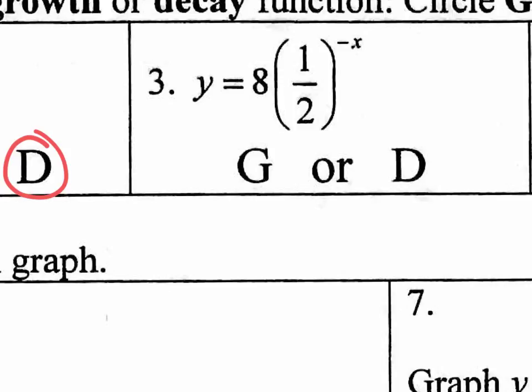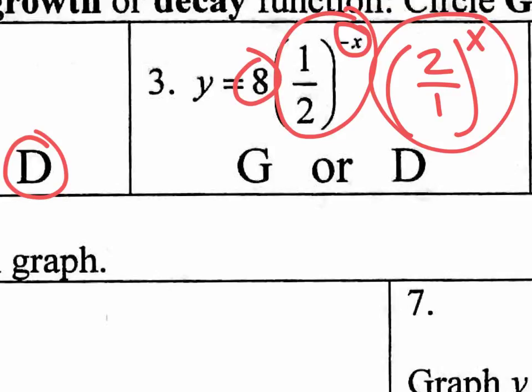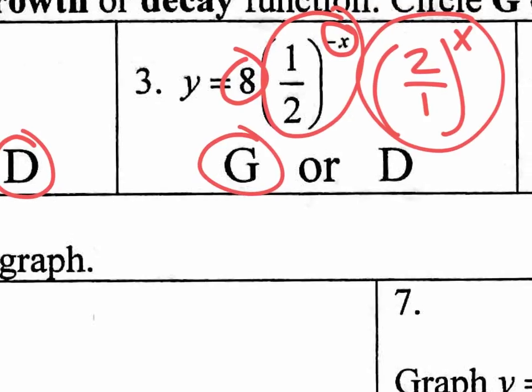Why is it a growth? Well, if you notice, the exponent is negative. And remember, when you have a negative exponent, you need to flip the fraction and it becomes positive. You guys remember that? So this actually becomes this with the 8 in the front. Now the 8 is just the a value, it doesn't really matter. But if you look at the inside of the parentheses here, this base is really greater than 1, it's 2. So this is actually a growth, not a decay.